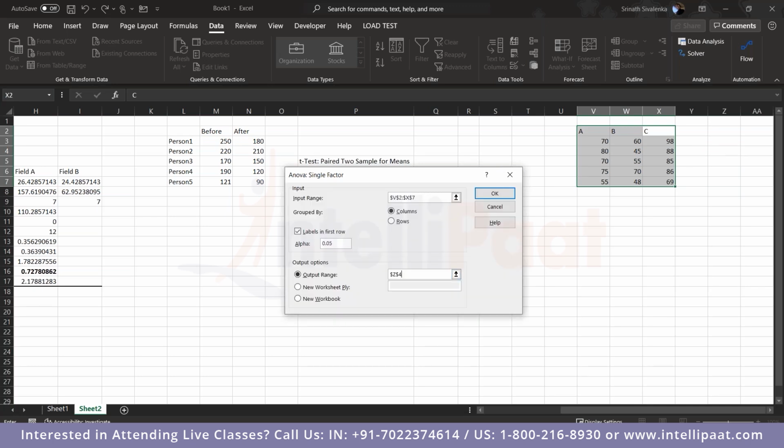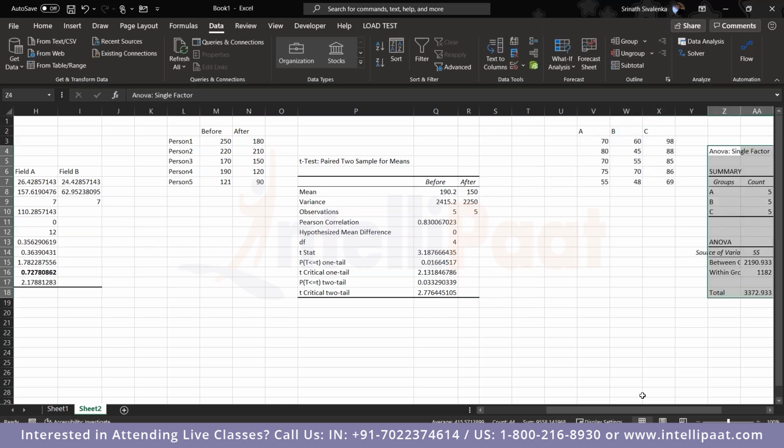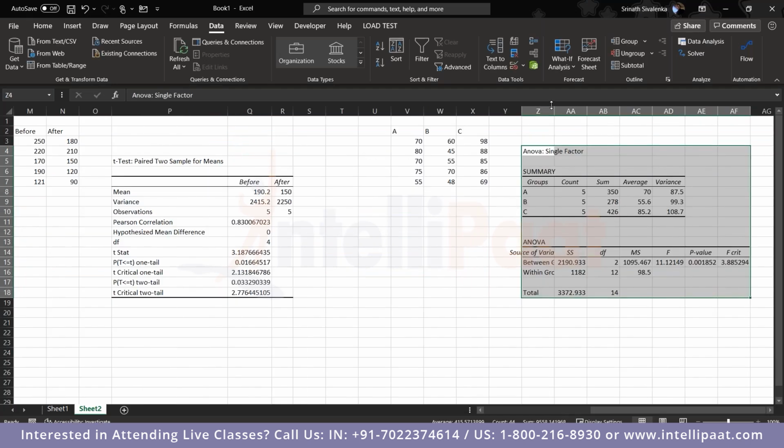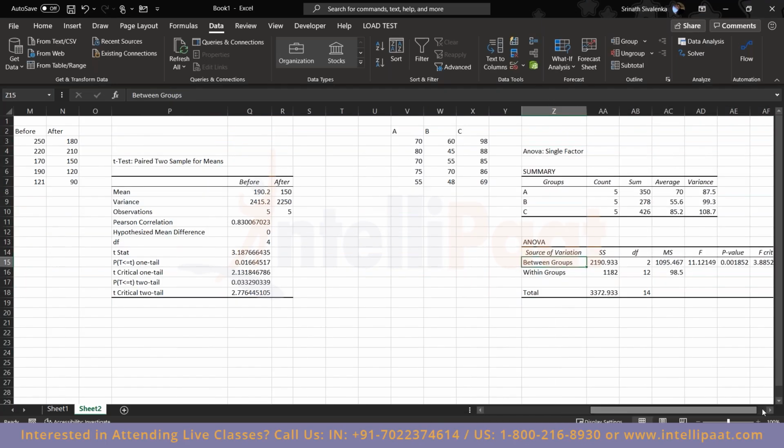So now what am I saying? In this particular case, the null hypothesis is that the means of these groups are not significantly different. The alternate hypothesis is that these 3 groups actually behave differently. Right? There's actually a significant difference between these 3 groups. Click on OK. You quickly get the summary, single factor ANOVA, right?